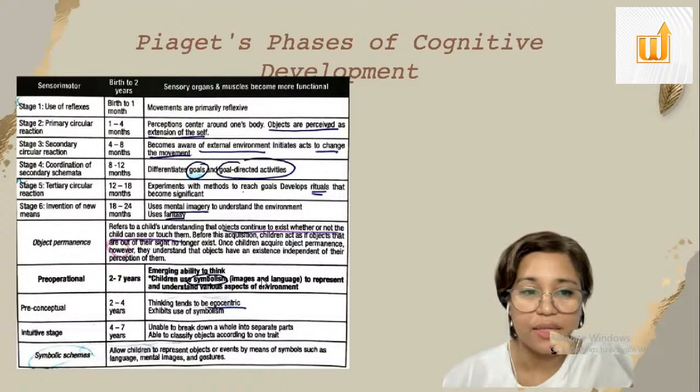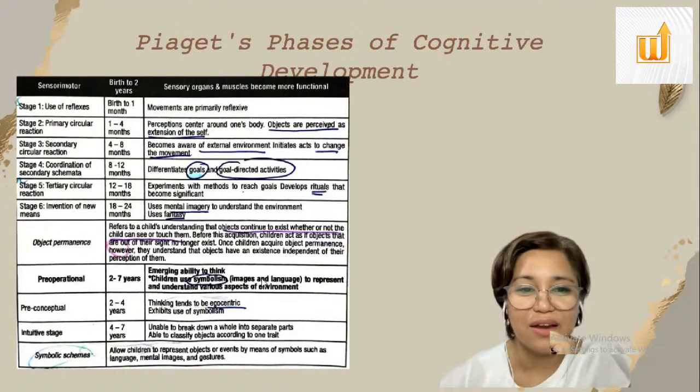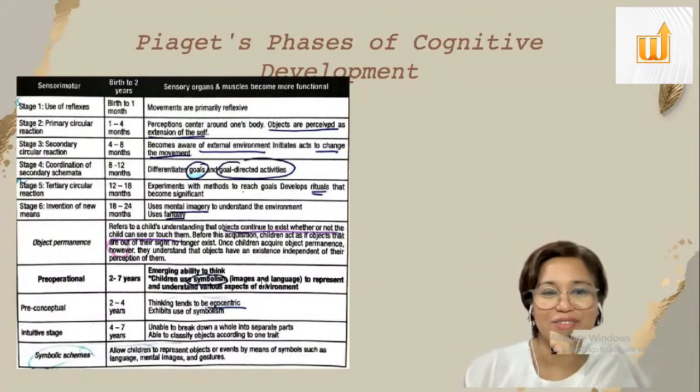So we look at object permanence, no? That's why the peekaboo game is a very developmental game during this time. Or sa atin, bulaga. Yan. So they see object permanence.